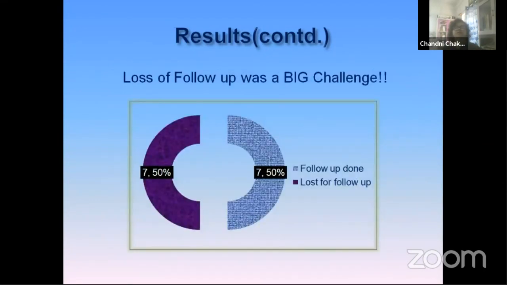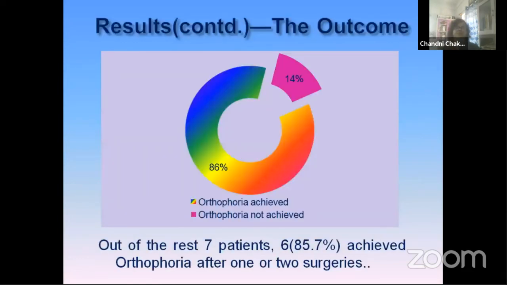Now the results, the follow-up was a very big challenge. Already 50% of the patients were lost for follow-up after the squint surgery. They did not come for the ptosis surgery. Out of the remaining 7 who did their follow-up meticulously, 86% had orthophoria achieved after 1 or 2 surgeries.